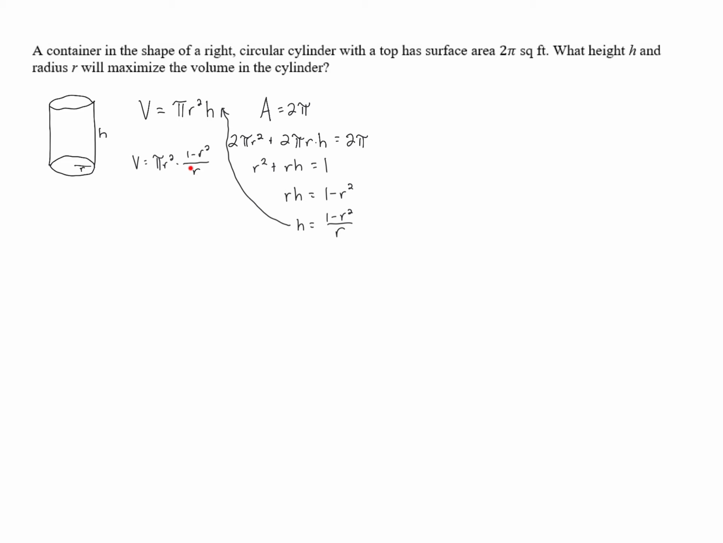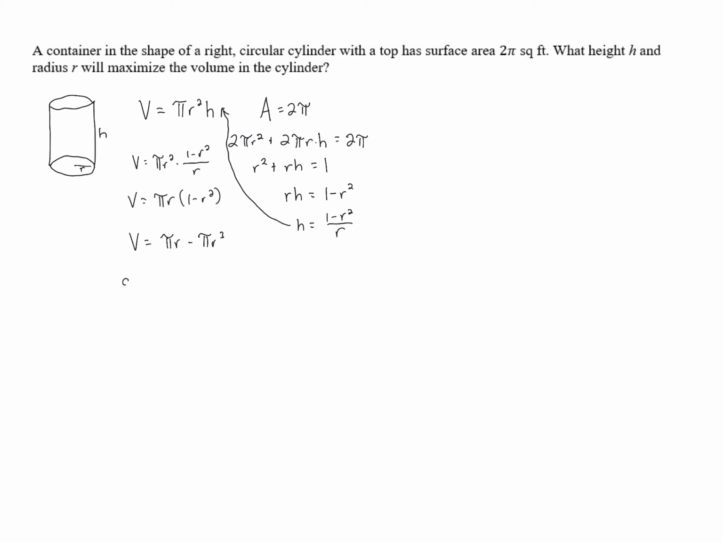We can cancel out the r in the denominator with one of the r's in that r squared, giving us v equals pi r times 1 minus r squared. And we can leave it like that, or we can distribute the pi r. I'm going to distribute the pi r because we're going to need to differentiate, and it's easier to do that term by term. So that's going to be pi r minus pi r cubed. And so once we have that, we've got volume as a function of just the radius.